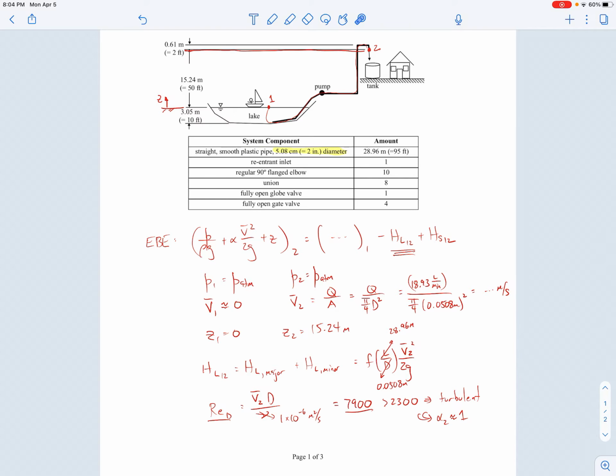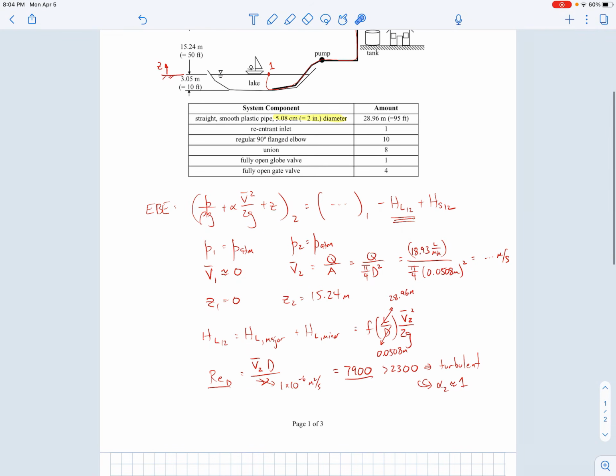Okay, so we have the Reynolds number. What about the relative roughness? Well, the relative roughness in this case is actually 0 because we're dealing with a smooth plastic pipe. So the relative roughness is 0. It doesn't mean the pipe is frictionless. It just means that the relative roughness is 0. So now that we know the Reynolds number, and we know that we're dealing with a smooth pipe, we can find that friction factor by going to the Moody plot.